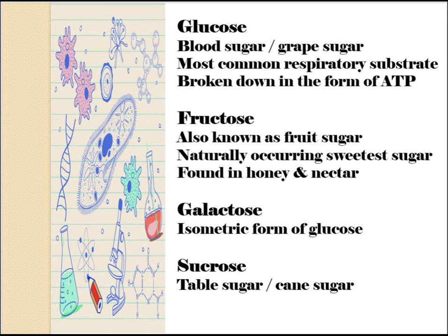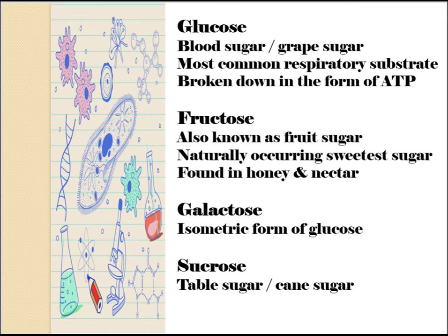Then galactose. Galactose is nothing but another form of glucose, that is an isomer. Okay, galactose is nothing but another form of glucose, which is an isomeric form of glucose. So what is this actually? Like, what is isomerism and isometry? We are not going into that much detail, but very slightly I'm telling you.